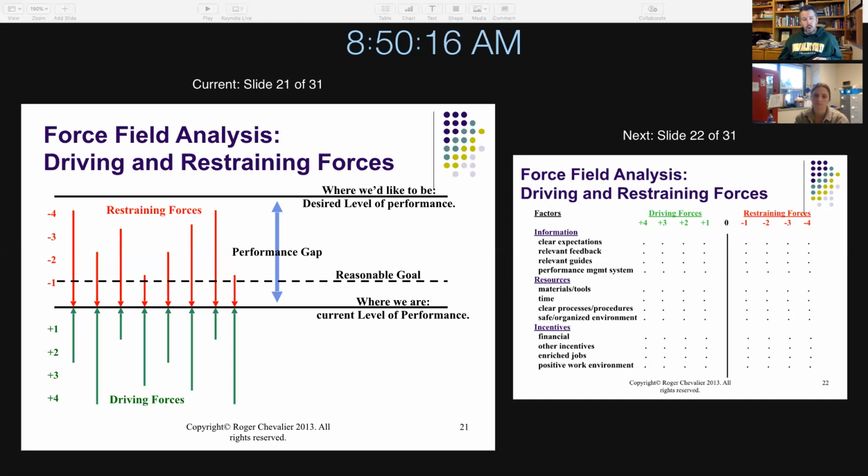But if there was, say, one area for improvement within expectations, you might have an area that looks like the middle force there. It has a long green arrow and a short red arrow. And so they're kind of working against each other, but you can see that the driving force is a greater force that's working on that particular area of expectations. Does that make sense?